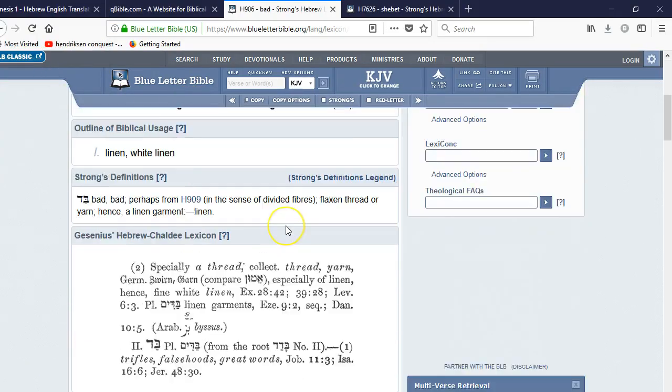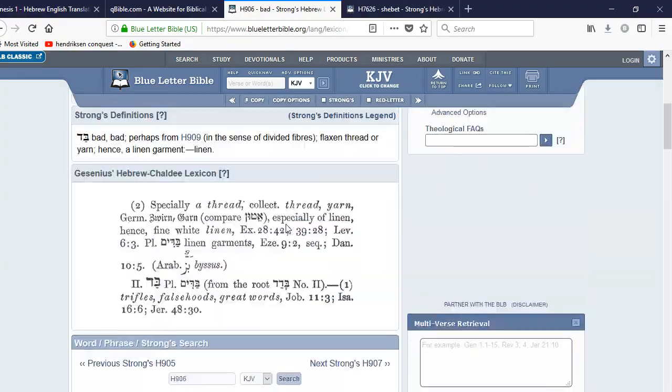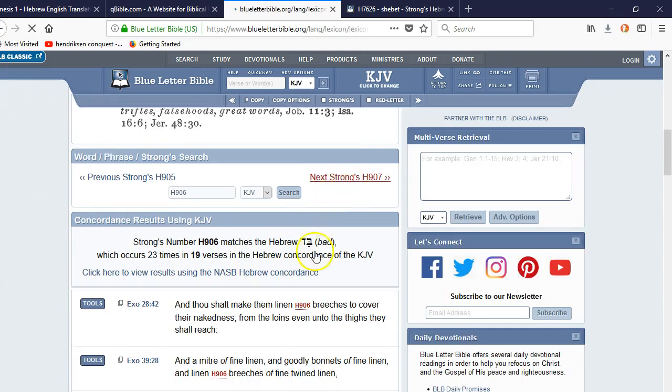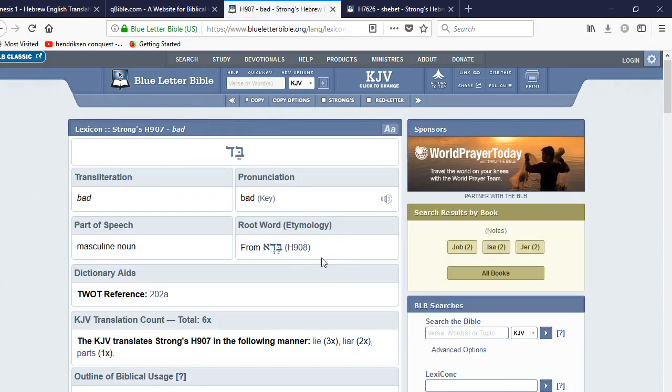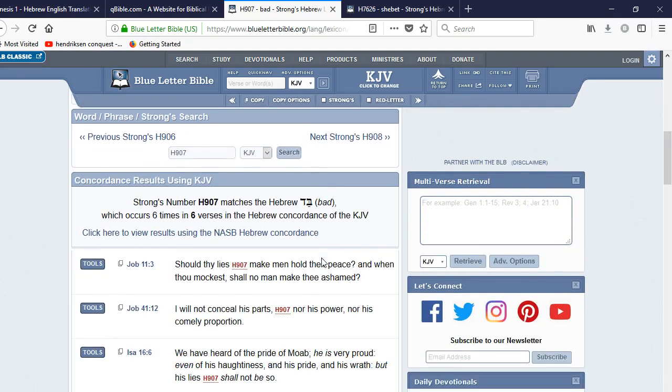When we go forward, so again, all of these occurrences in the 906 is linen, essentially, or something that would have to be quite similar. Okay, so when we go to the last occurrence of bod, which is 907, this is the one that is the head scratcher, because Strong's is going to give you as a simple definition, empty talk, idle talk, liar, or lie. And I find that just perplexing.